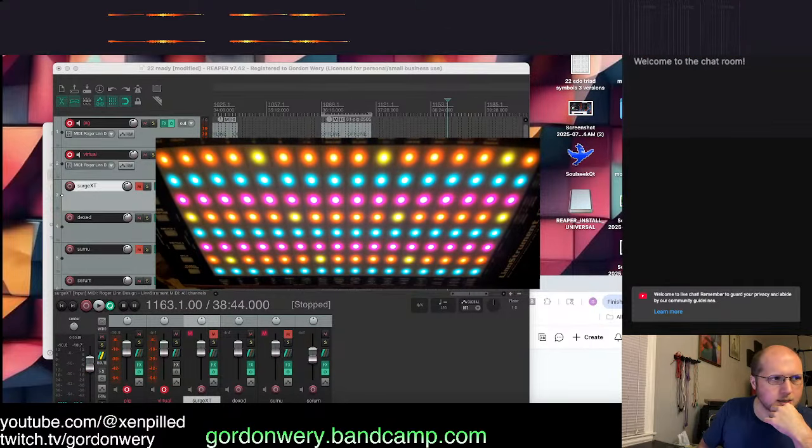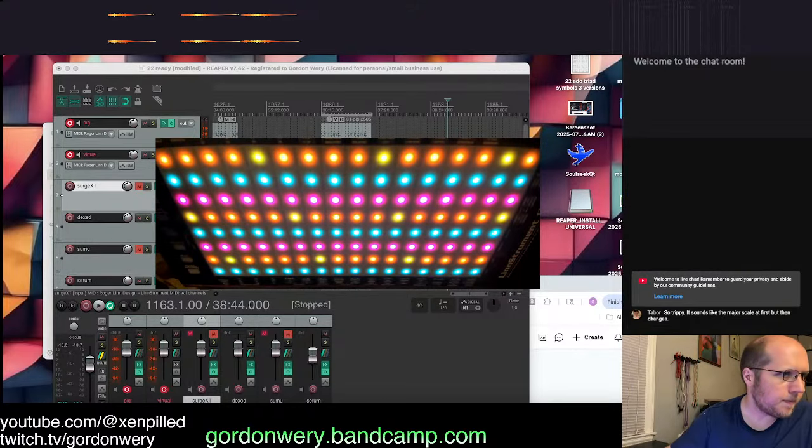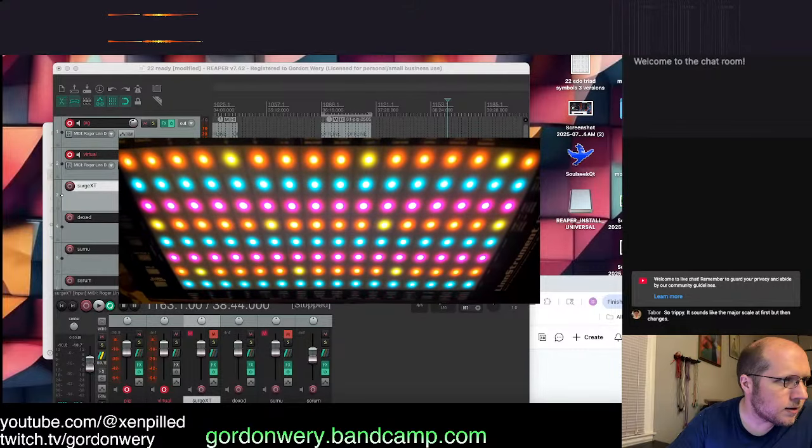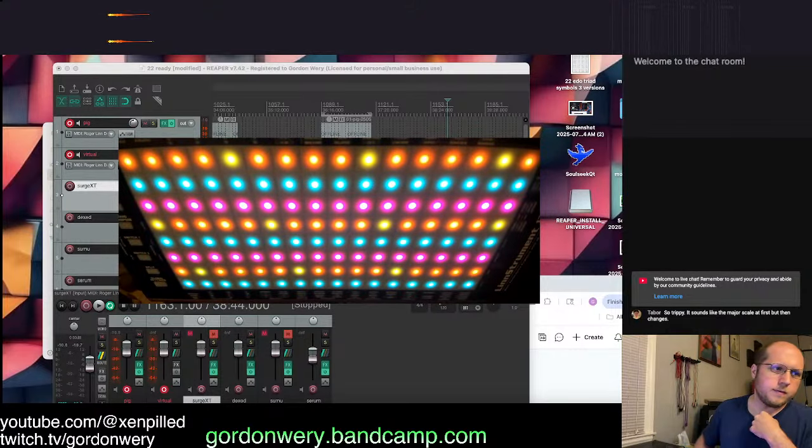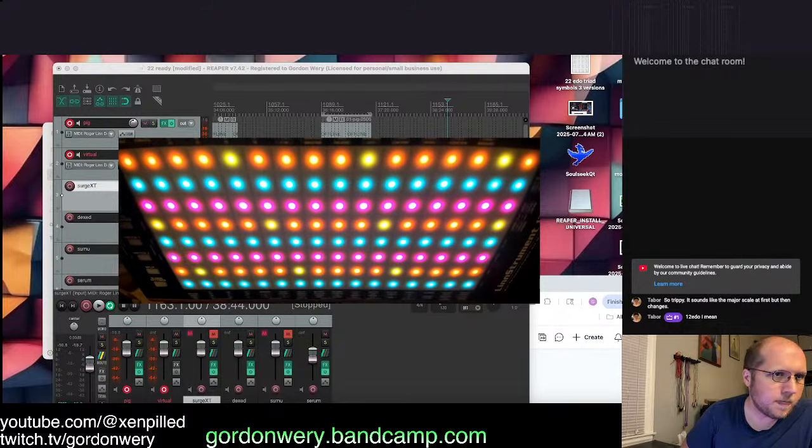And it doesn't really have a 2L, 1S form like a lot of tunings. So trippy, it sounds like a major scale at first, but then changes. So yeah, it doesn't have a good major scale. 12 EDO sounds like a 12 EDO major scale at first, but then changes. So we don't have a pattern in 15 that does the same thing as 12 EDO.